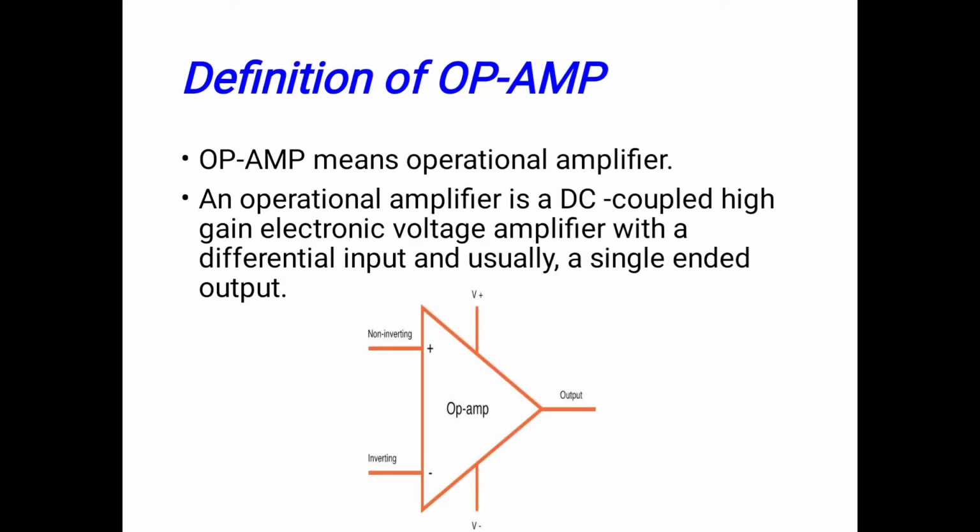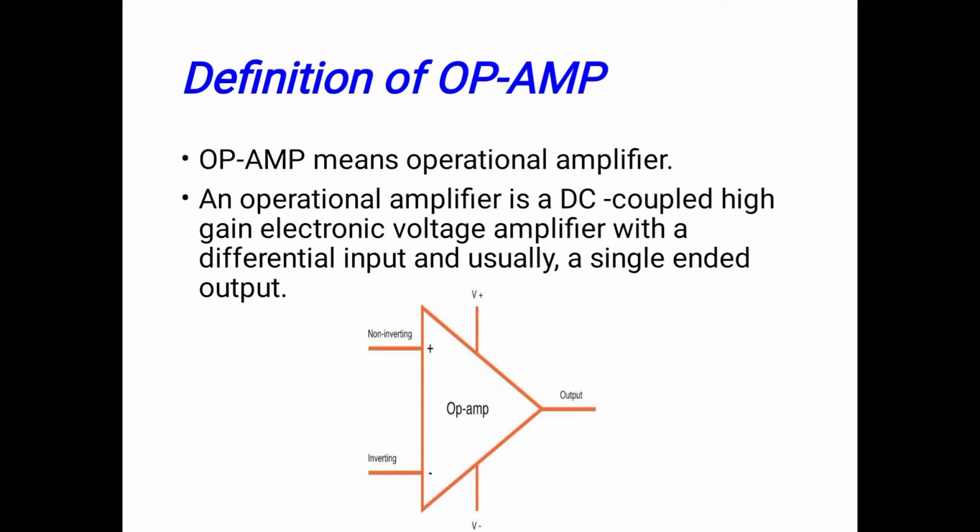Today we are going to learn about op-amp. Op-amp means operational amplifier. An operational amplifier is a DC coupled high gain electronic voltage amplifier with a differential input and usually a single ended output.